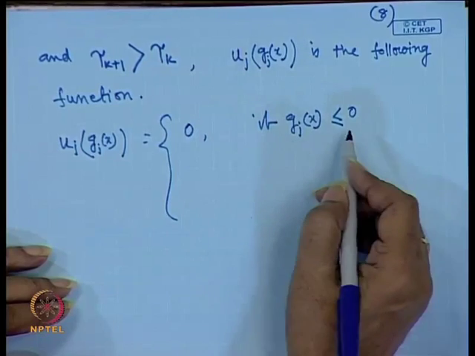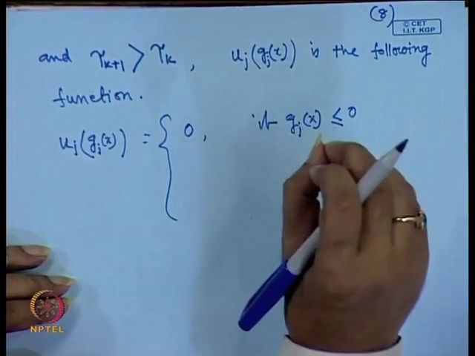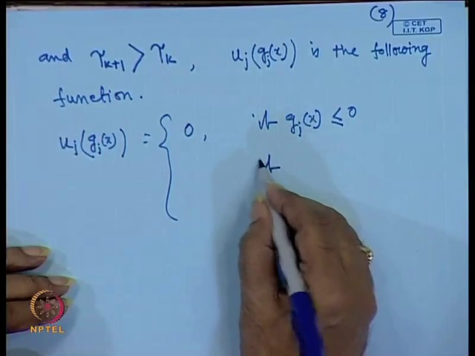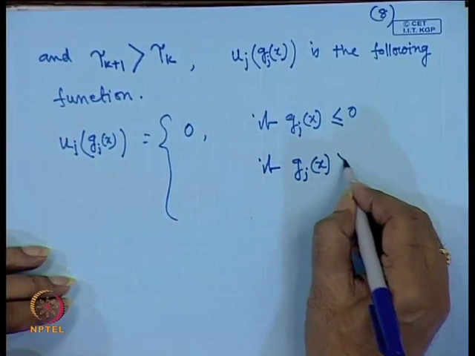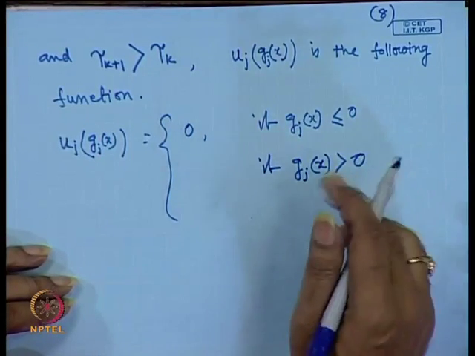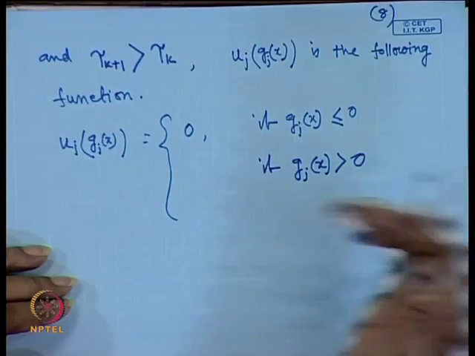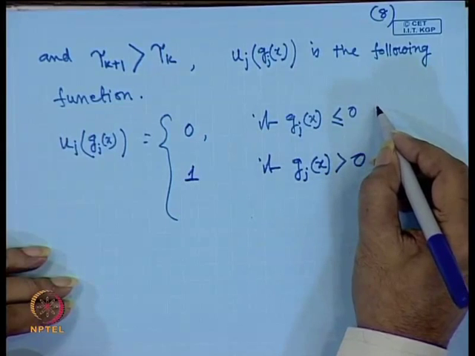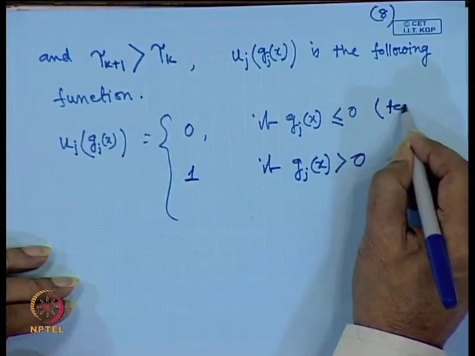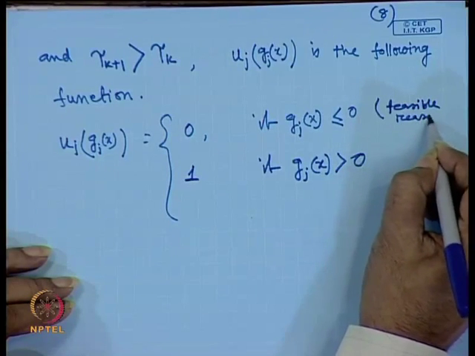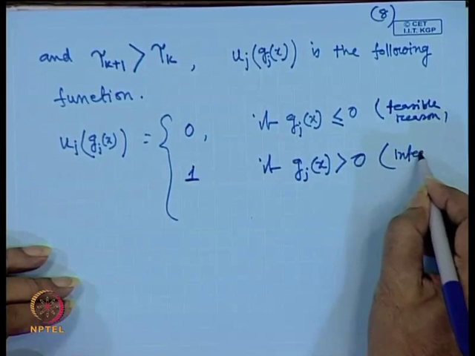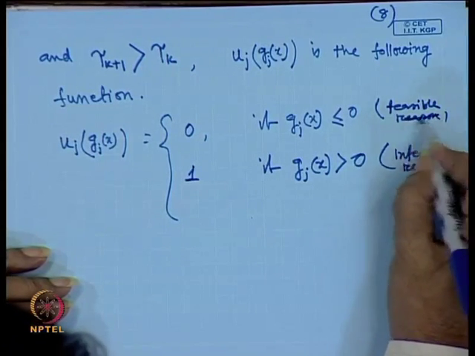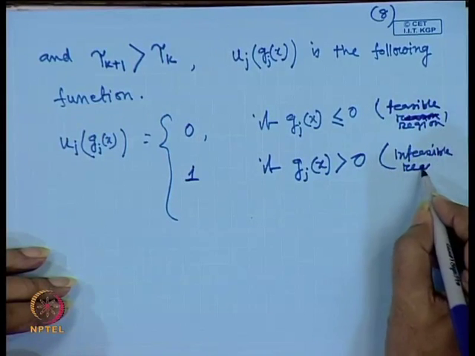If this constraint is satisfied, that means our point is an interior point, inside the feasible region. And if this constraint is not satisfied, then we are at an exterior point, meaning we are outside the feasible region. So, you penalize with 1. You can see this is the feasible region, and this is the infeasible region.